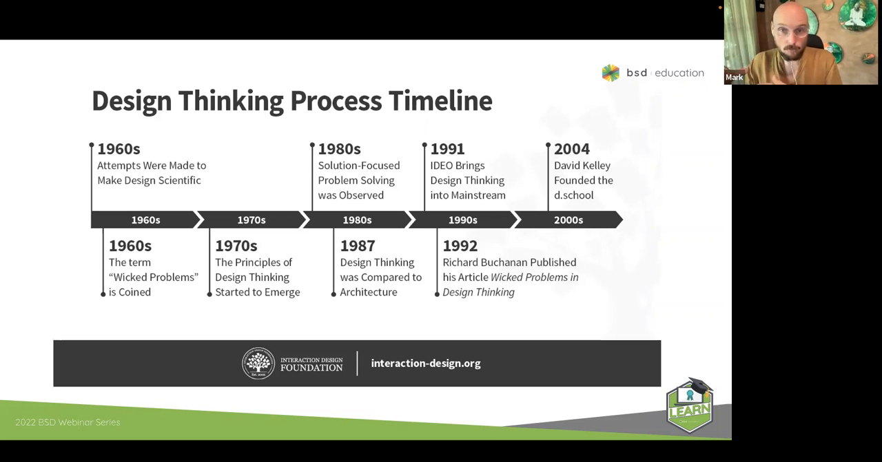Okay, so where professionals were using design thinking, in the early 2000s the Stanford Design School brought it into education. First at the university level, but later on, it was applied to situations in K through 12 schools.